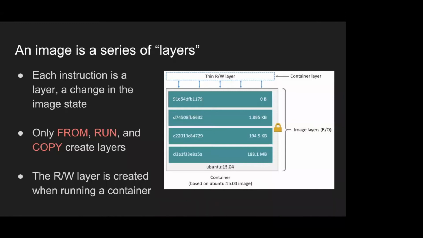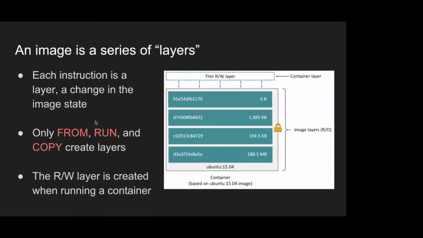Personally, I don't really understand how the layers work, other than I know that they exist. So when you download an image from Docker Hub, for example, you're basically downloading all of the layers of that image separately. And then Docker knows how to use them in conjunction when you're running your container.